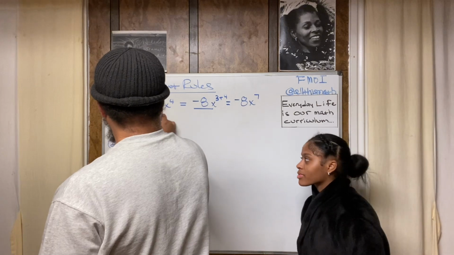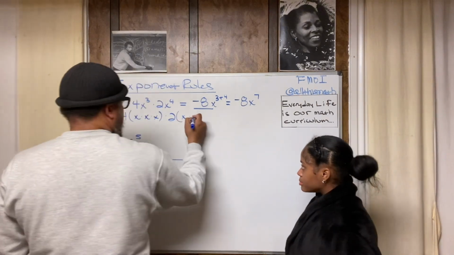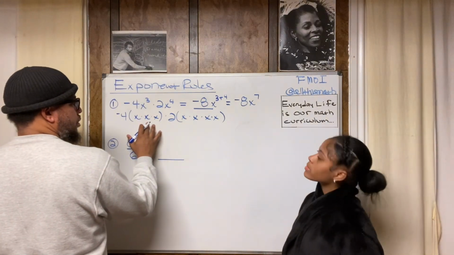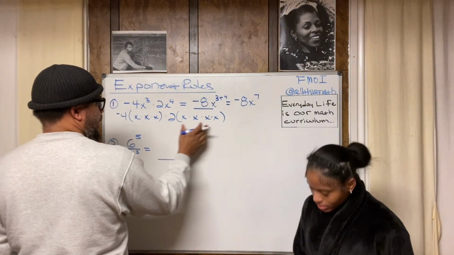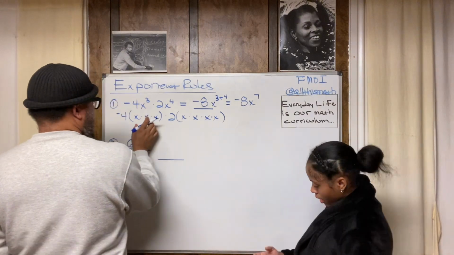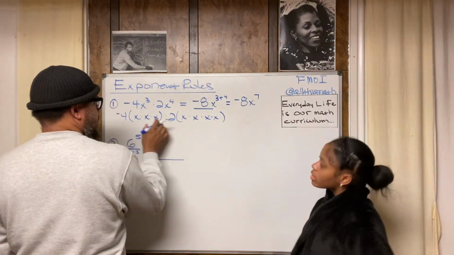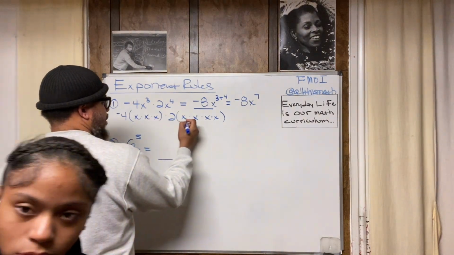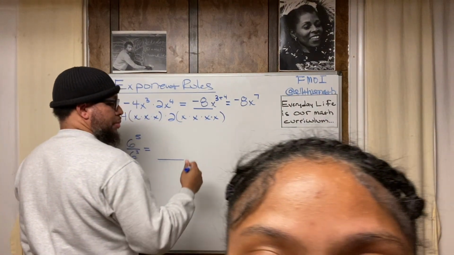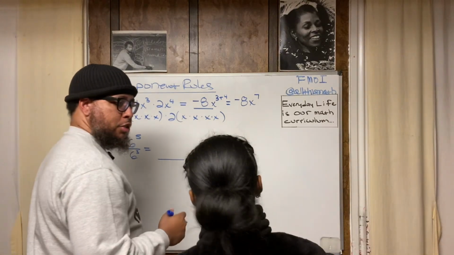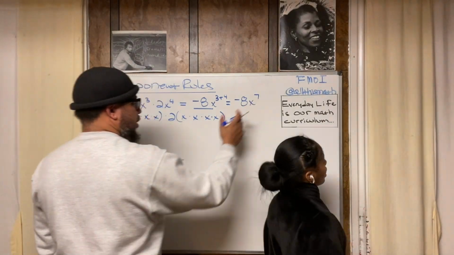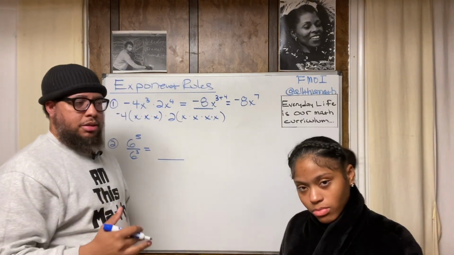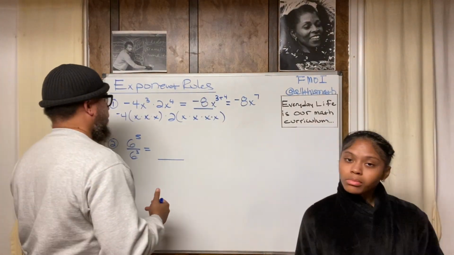x times x times x times 2 times x times x times x times x. How many x's over here? 3. How many x's over here? 4. So altogether, that's 7 x's. But it's not 7x, because it's x times x times x times x times x times x times x. That means the exponent would be 7. That's why the multiplication property for exponents is like a shortcut. All right?